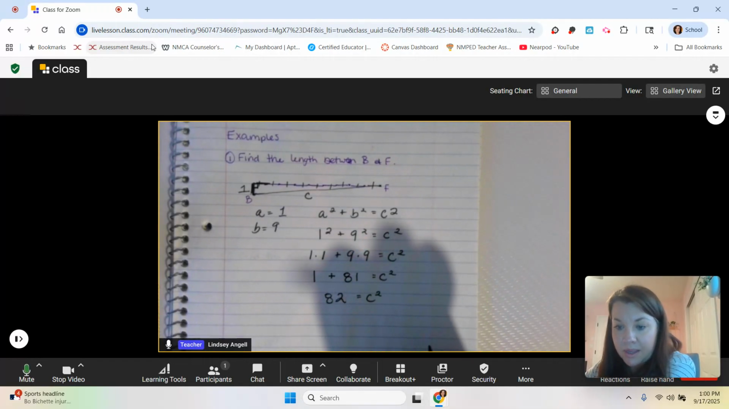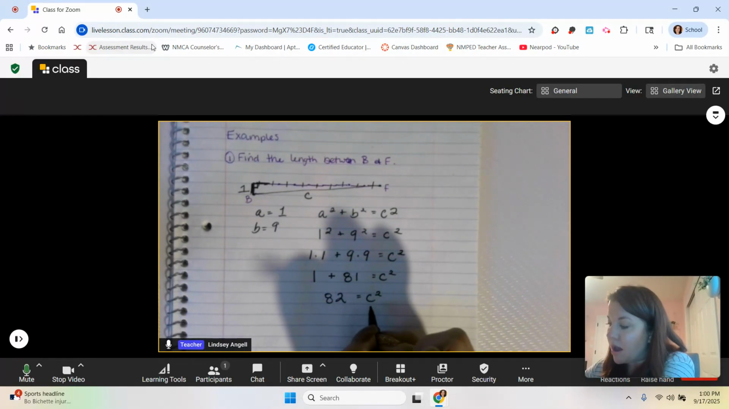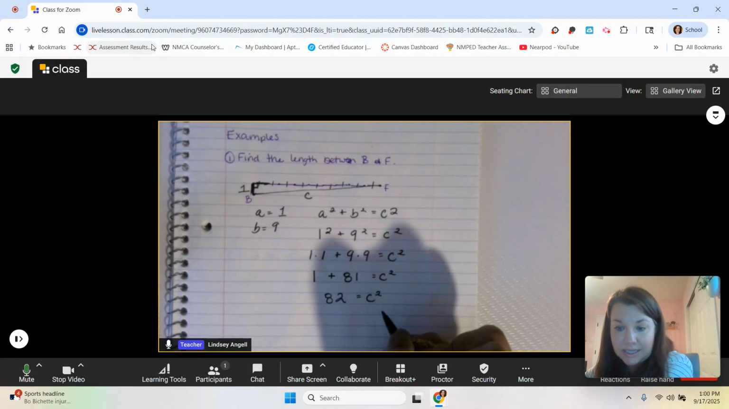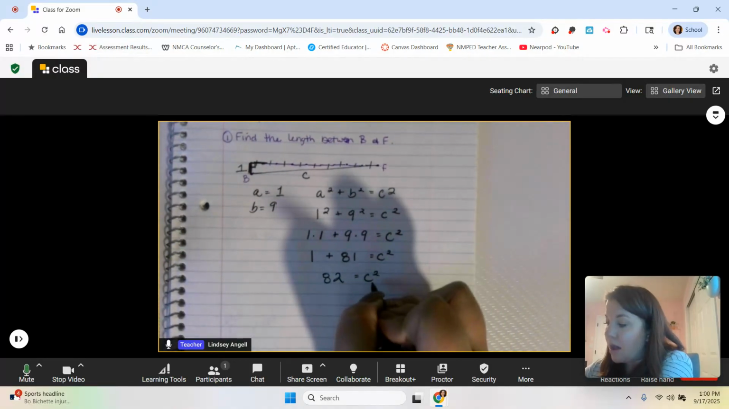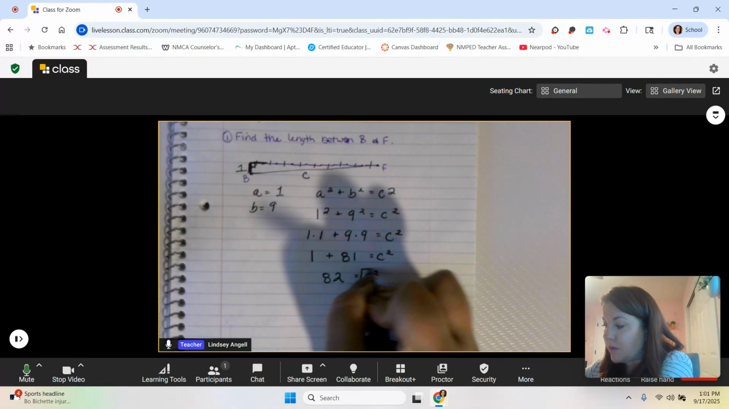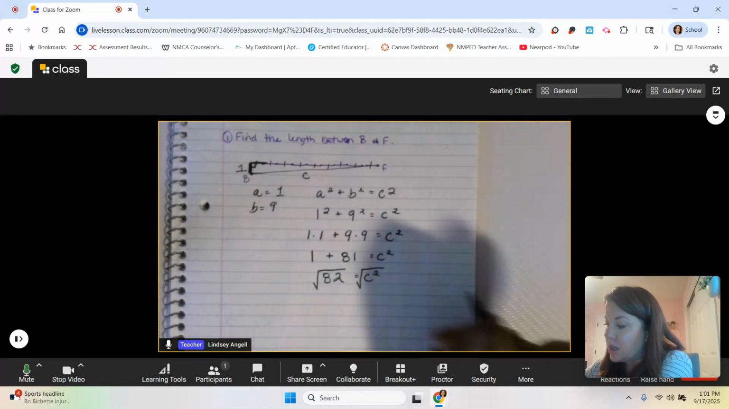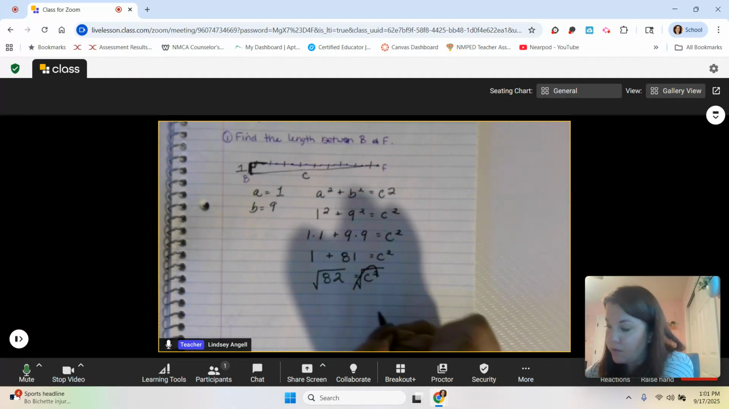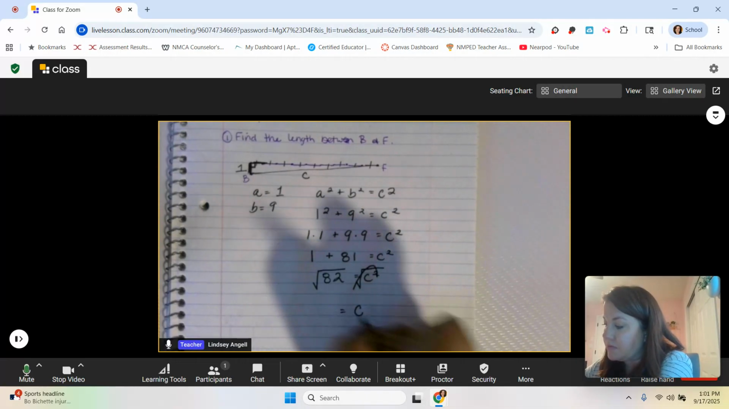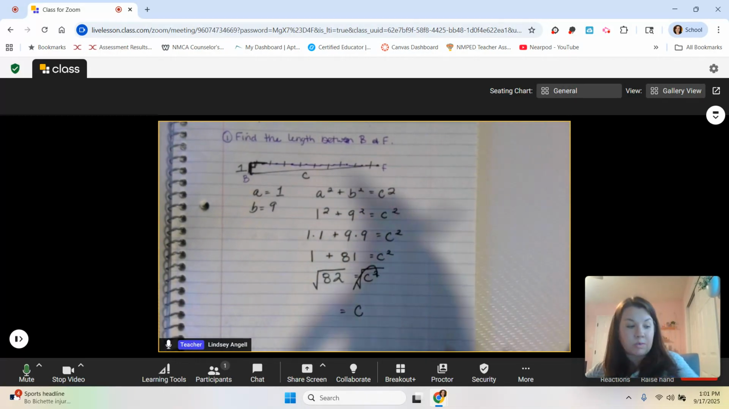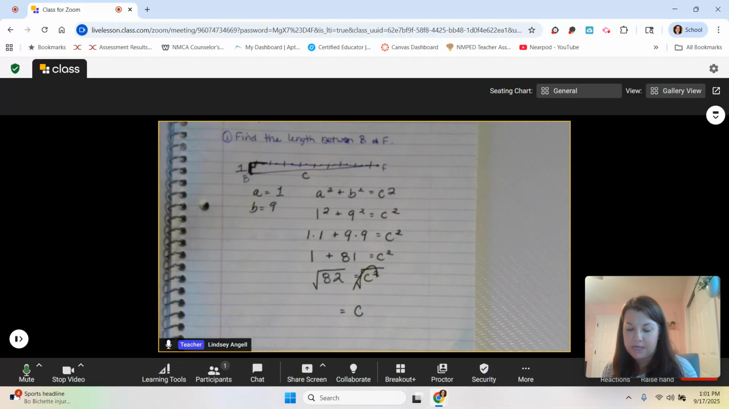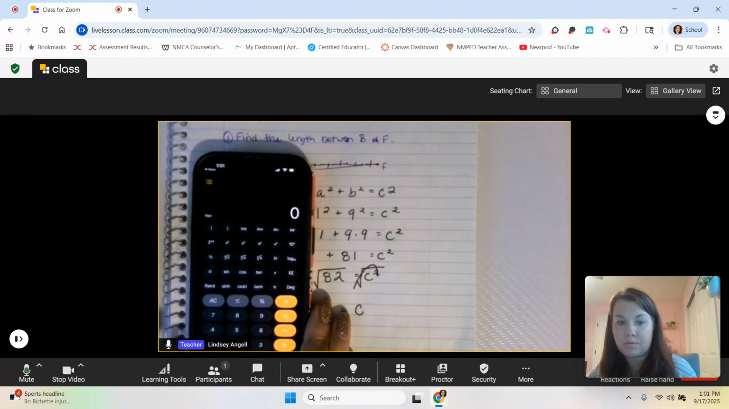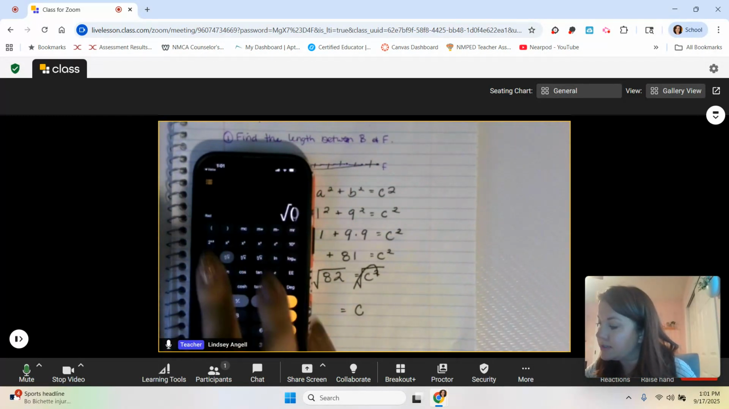If you remember from my last video, we have to do the opposite operation in order to get c by itself. The opposite of squaring a number is square rooting a number. So I'll square root both sides. That cancels on the right, so I'm just left with c, and then the square root of 82.